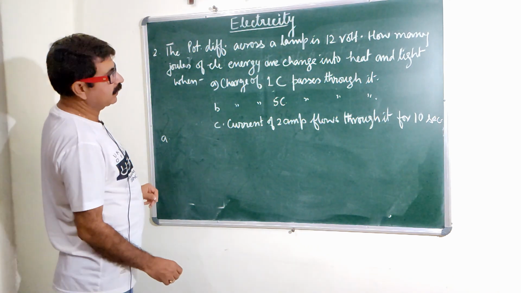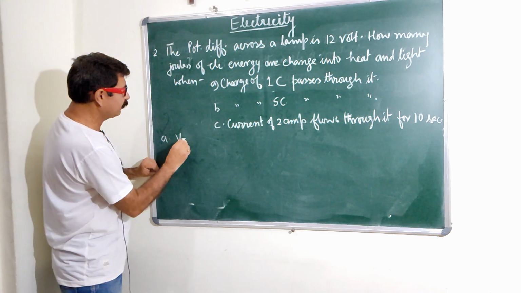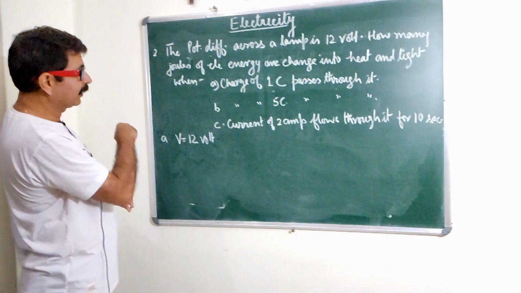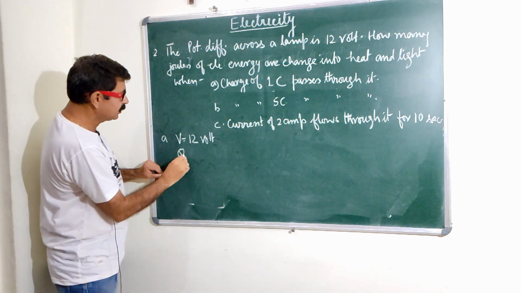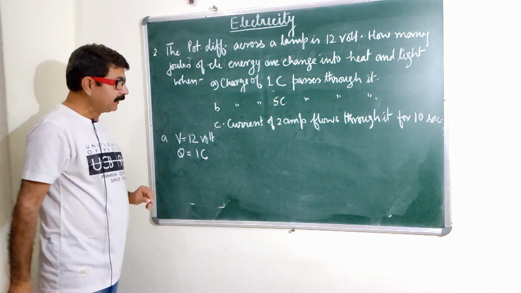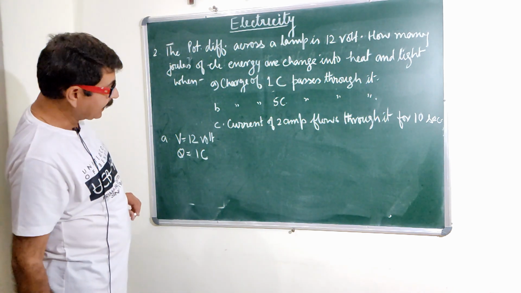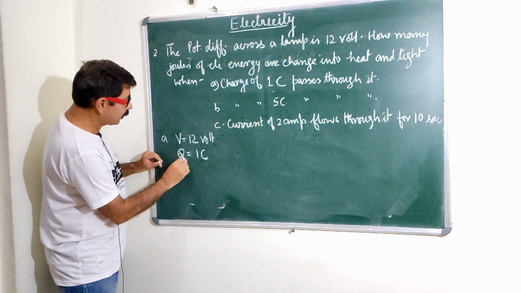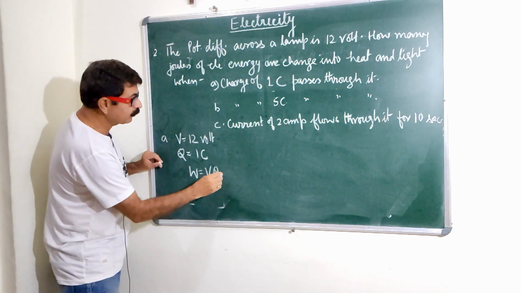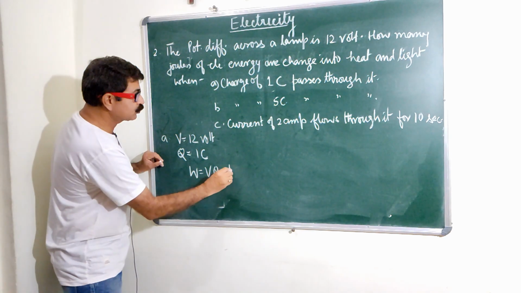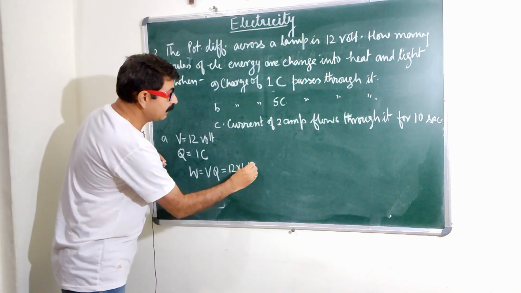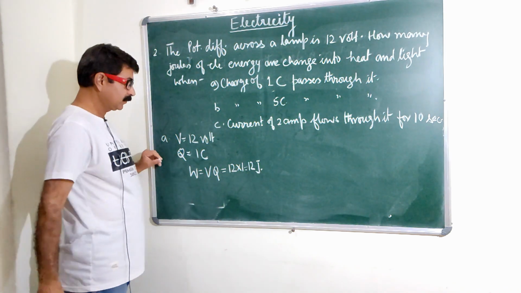What is given here? V is given, 12 volt. Charge Q is given as 1 coulomb. And they are asking energy. The formula for energy we are all aware of: W is equals to VQ. Solving with VQ, that is 12 into 1, that is 12 joules. That is the first part.